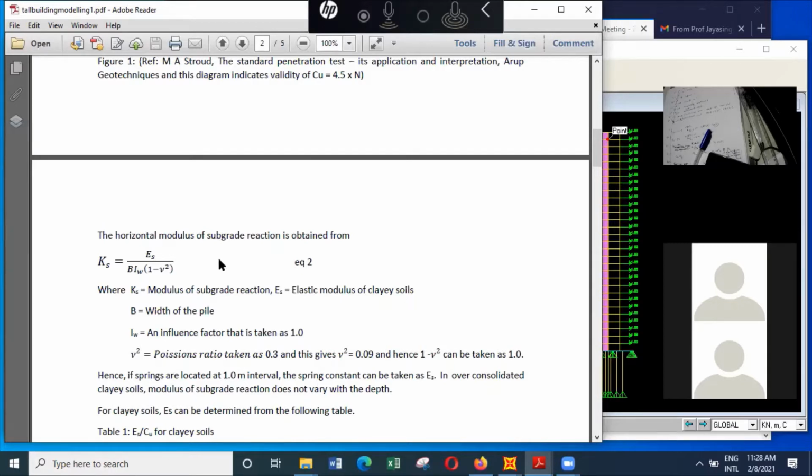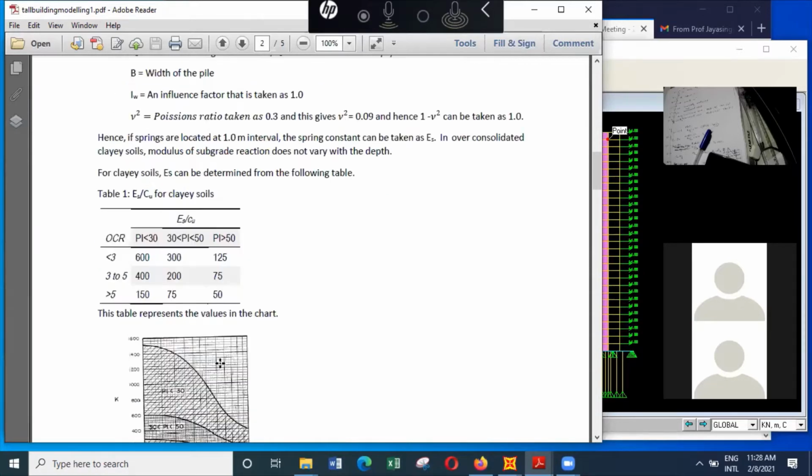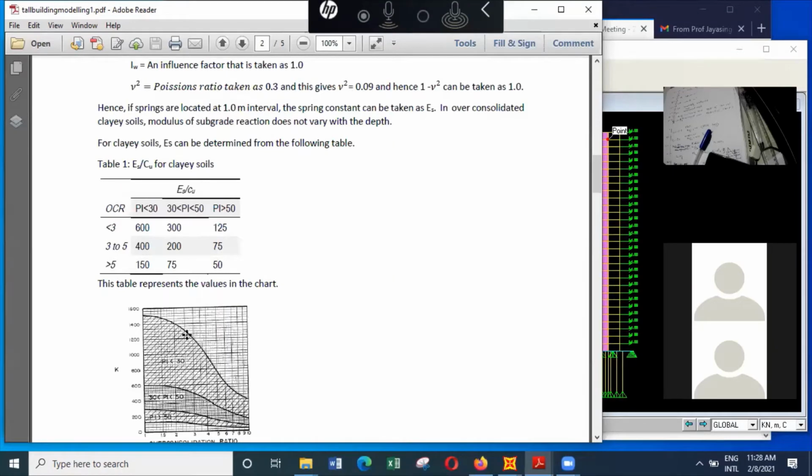And H is the distance between two consecutive springs. Then it's also important to find the value of the ratio between elastic modulus and undrained cohesion. And it is given by, experimentally it is found like this.